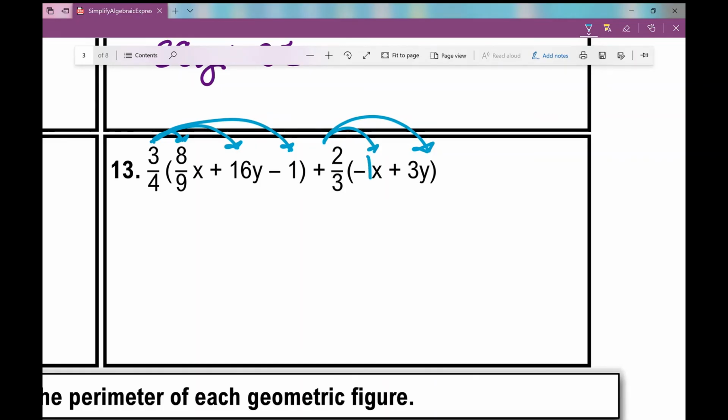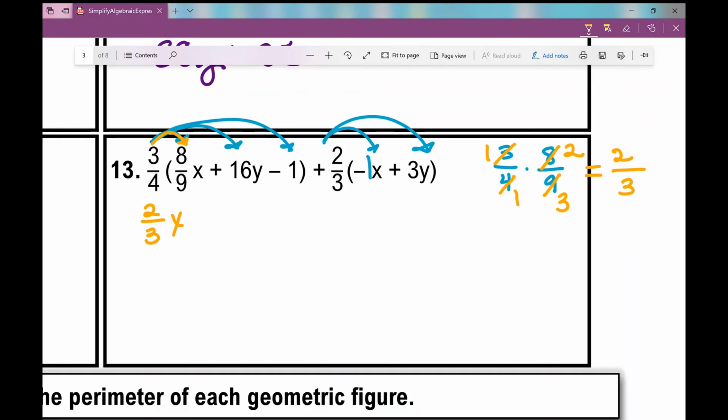So the first thing I'm going to do is multiply 3/4 times 8/9, and I'm going to pre-simplify. So 4 and 8, the common factor is 4. 4 divided by 4 is 1. 8 divided by 4 is 2. Okay, you can also look at it like this. 3 and 9 have a common factor, it's 3. 3 goes into 3 one time, goes into 9 3 times. Okay, and now I can just multiply across. 1 times 2 is 2. 1 times 3 is 3. So when I multiply 3/4 times 8/9x, I get 2/3 x.